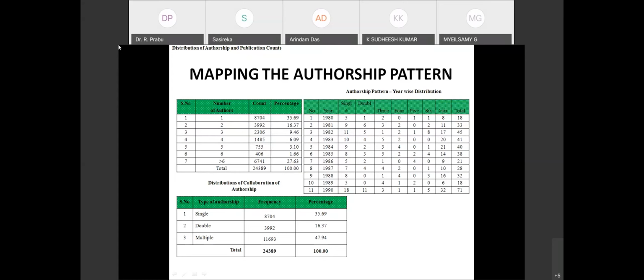And finally we are able to see the distribution of collaboration of authorship. So single author, double author, multiple authors. So these are their contributions.